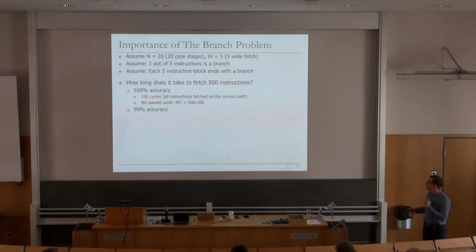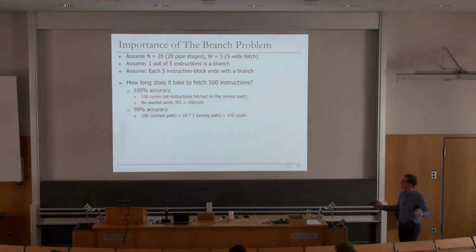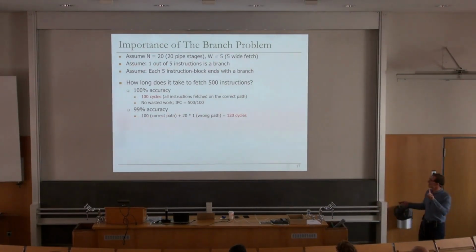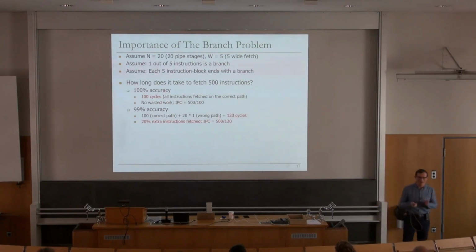Everything else is on the correct path. Meaning that you still need to spend 100 cycles to fetch all of the correct path instructions, but 1 out of the 100 branches, you go wrong path and spend 20 cycles. So basically you need to spend 120 cycles to fetch all of those instructions that you need to fetch. And you fetch 20% extra instruction, and if you really want to calculate your IPC, that's your IPC.